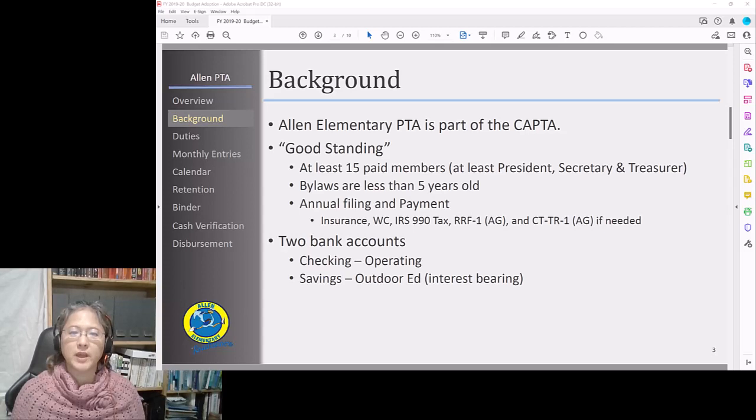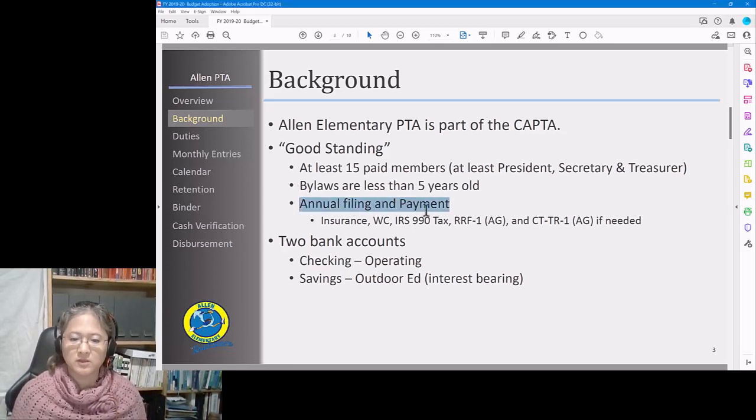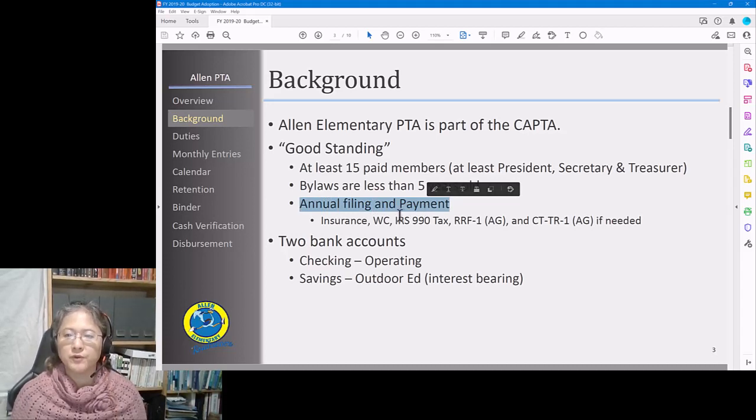Let's begin. Starting with the background, it's worth noting that Allen Elementary PTA is not a standalone organization. We are part of the California PTA, and we have to follow their rules to maintain good standing as a nonprofit organization. And the key one among these for the treasurer to know is the annual filings and payments, which we will go further into in the individual training videos.